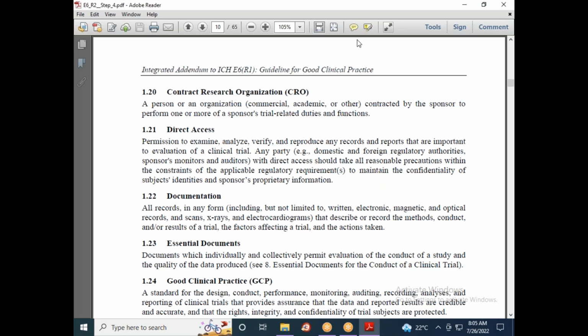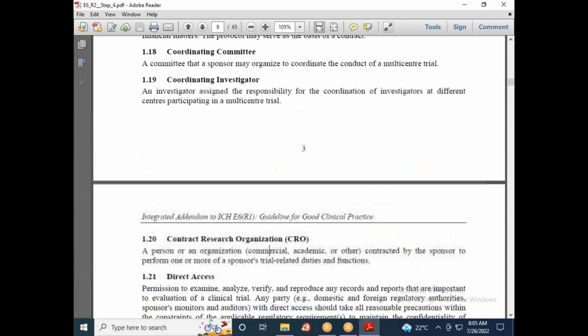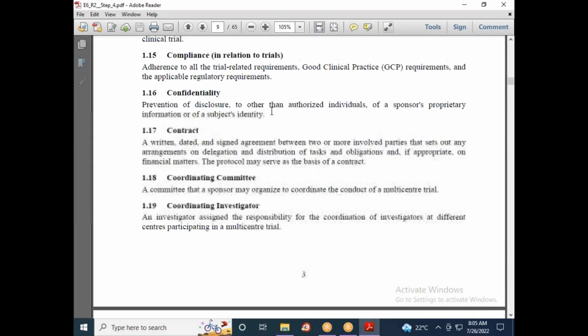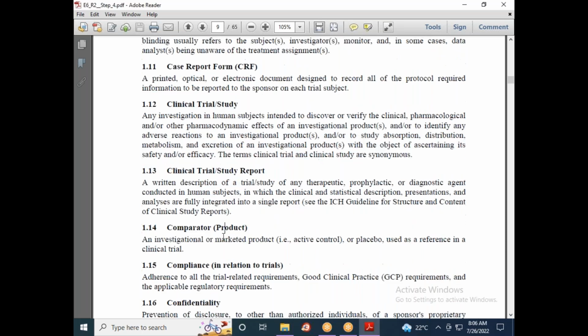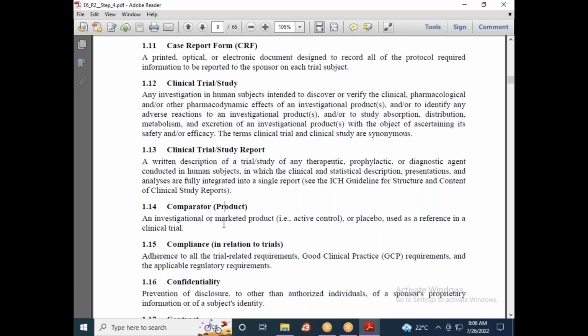Right. So now you can see here. We'll start. Clinical trial study, we have started, correct? So clinical study report also we covered, correct? Clinical study report is a document which we submit to the regulatory authority, which contains all statistical descriptions, presentations, analysis. Complete report is CSR. So the structure and content of a clinical study report you can get to know from the ICH E3 guidance document.